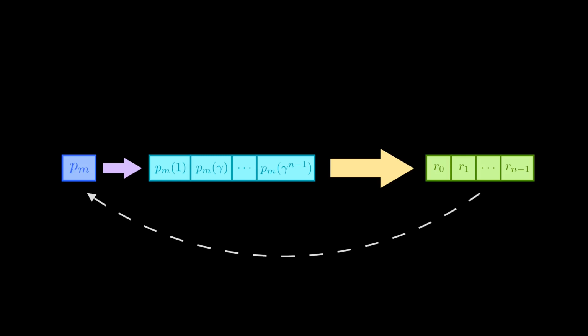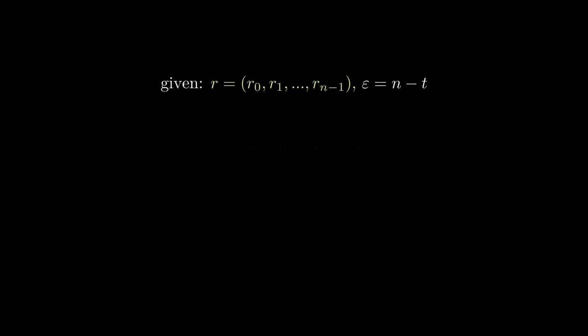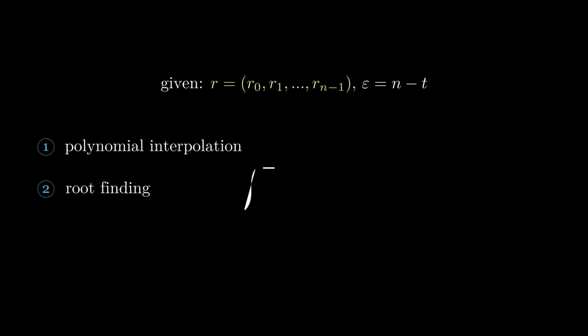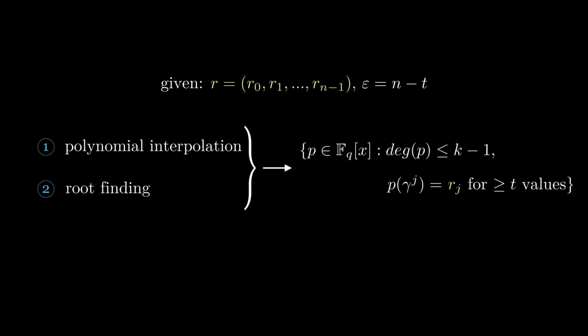To recover the original message from a certain number of errors, we can use list decoding. The algorithm consists of two steps, polynomial interpolation and root finding. These produce a list of all polynomials of degree at most k minus 1 that match the coordinates of R for at least t values. We then check each polynomial in the list to find the message.